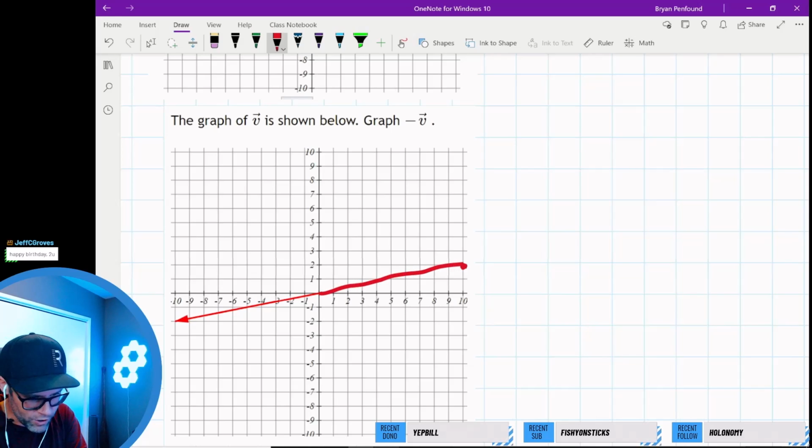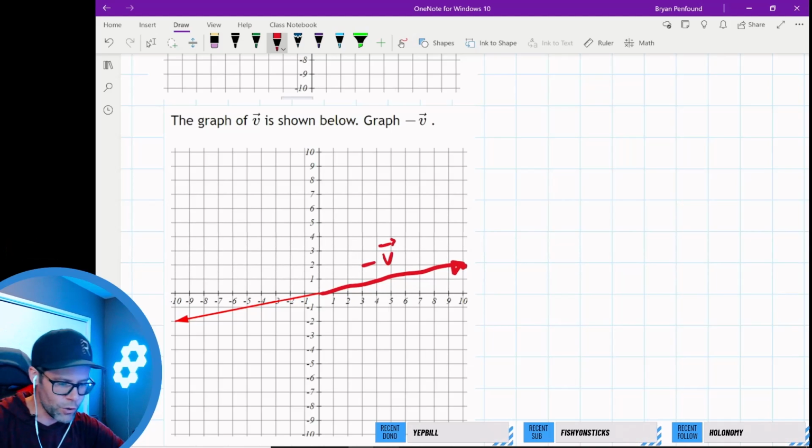My friends, 10 and 2. Who remembers getting their driver's license in Canada? Keep your hands on 10 and 2.